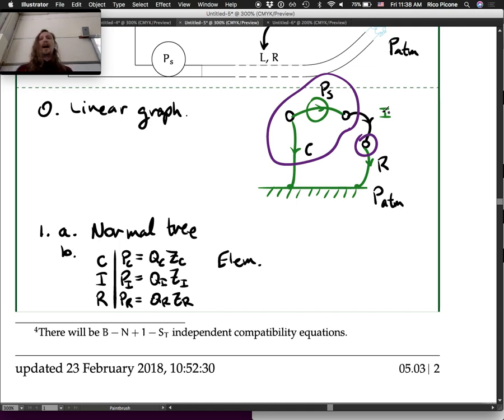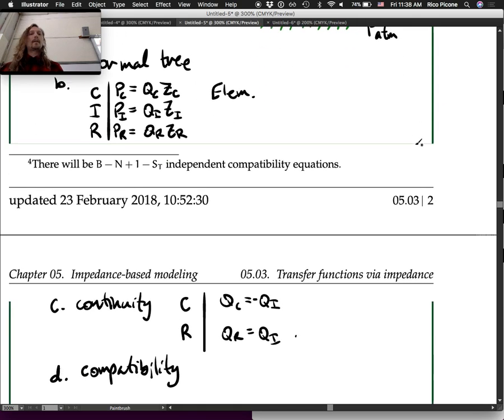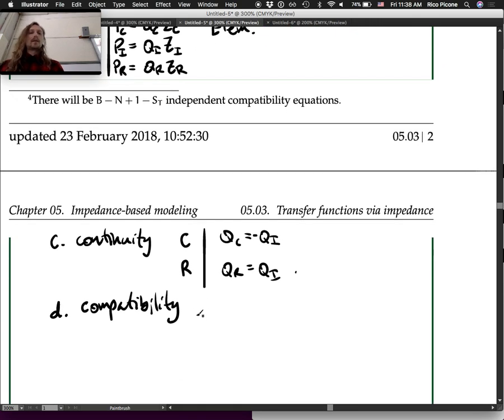So I needs to be inserted into the normal tree for just a moment to write a compatibility equation around this loop, right? So PI is going to equal, we're going to go around the other way. So negative PS plus PC minus PR, okay? So this is for I. So we're going to say PI.